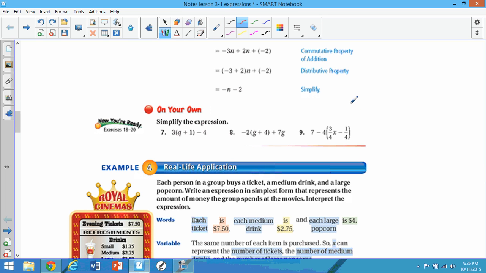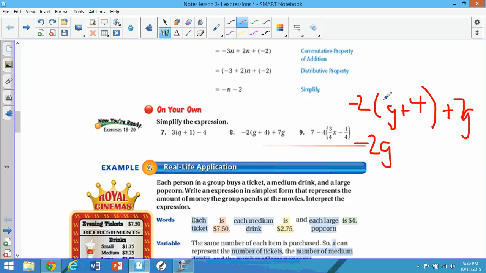Okay, so number 8 is negative 2 times g plus 4 plus 7g. Okay, so you have to distribute this 2 to get rid of the parentheses. So it would be negative 2g, because negative 2 times g is negative 2g, because there's an invisible 1 in there, remember? Plus, and if you want to put that 1 in there, you can. It's not going to hurt anything if you do that.